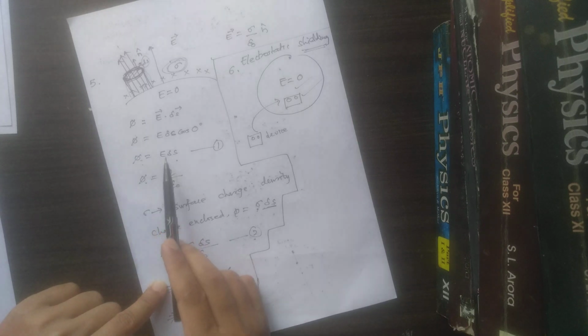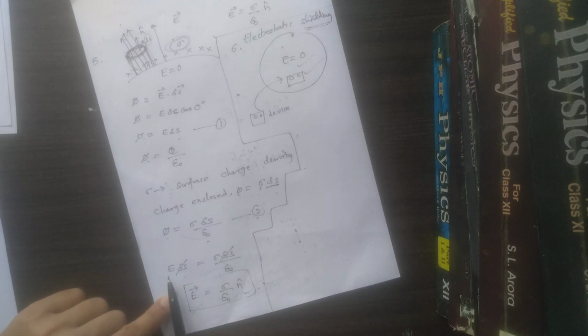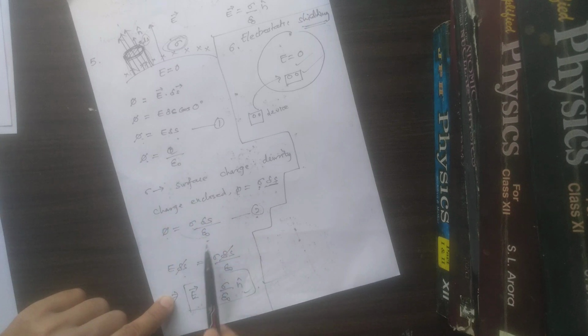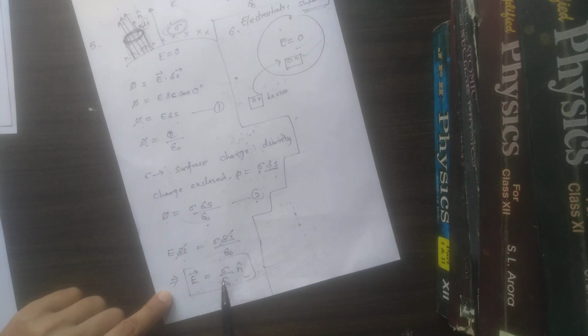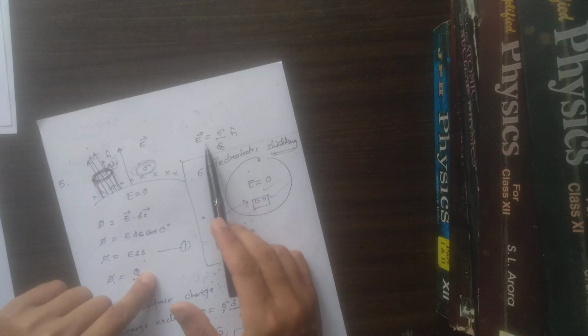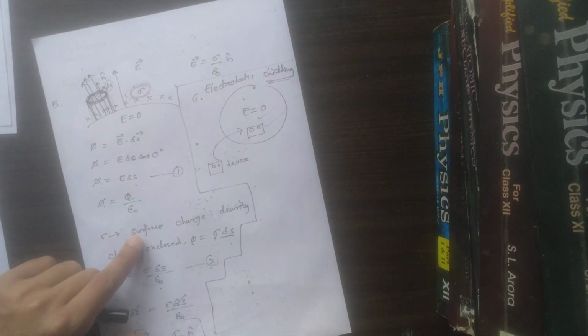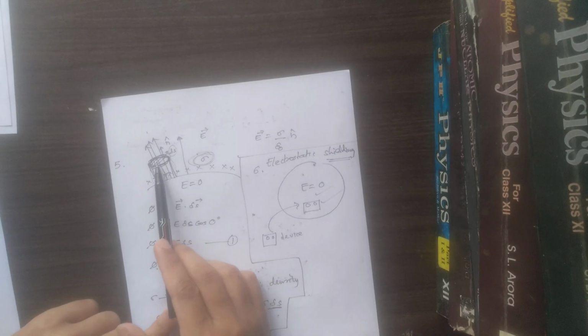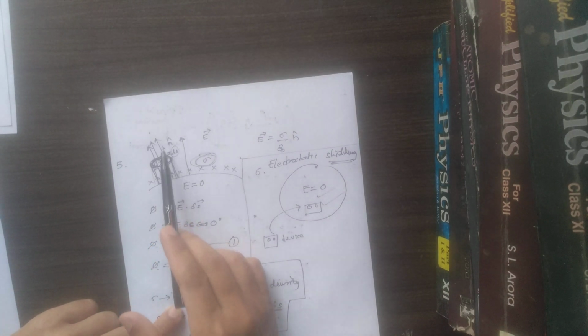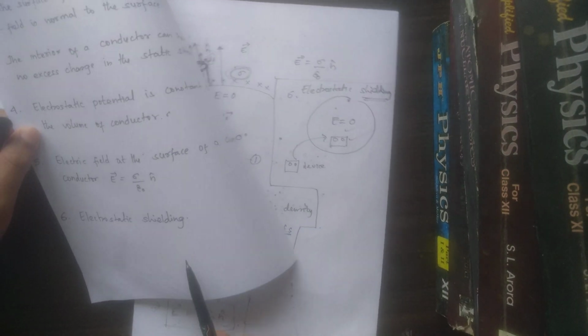Now this flux must be equal to this flux. So E del S must be equal to this one, so del S gets cancelled. So E will be equal to sigma by epsilon 0, which we were to prove. And the direction of E is the normal direction, which is perpendicular to the surface itself. Now our sixth point is electrostatic shielding.